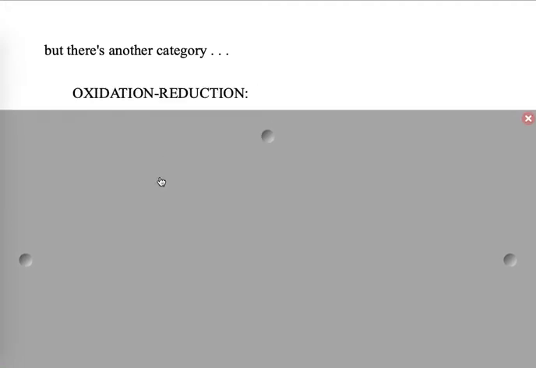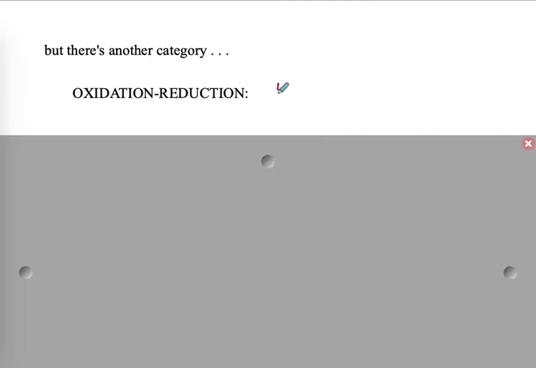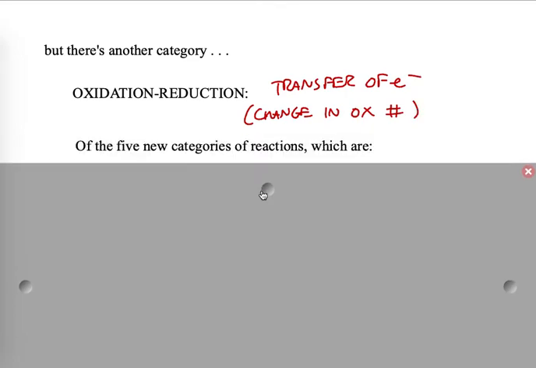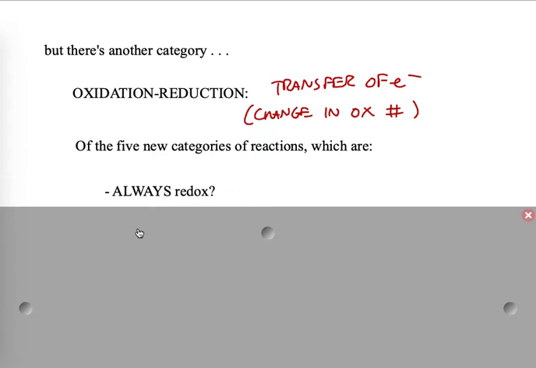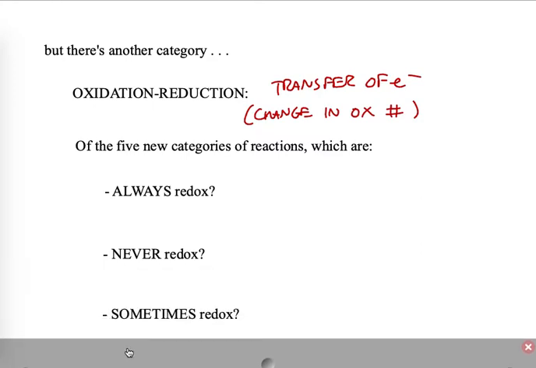However, there is another category that we learned about. What did we just spend a lot of time talking about? And that is oxidation reduction reactions. What's an oxidation reduction reaction? One in which there is transfer of electrons as shown by change in oxidation number. So, of the 5 categories we just learned about, which of these are always oxidation reduction, never oxidation reduction, or sometimes oxidation reduction? Well, let's go back and look.